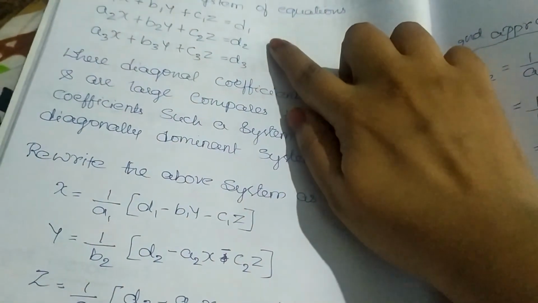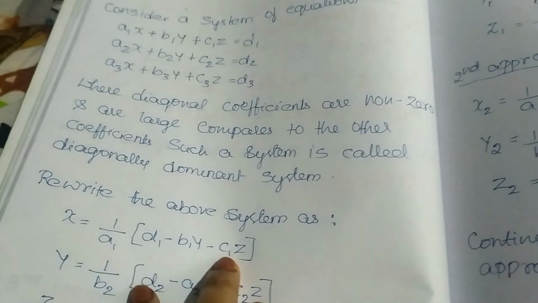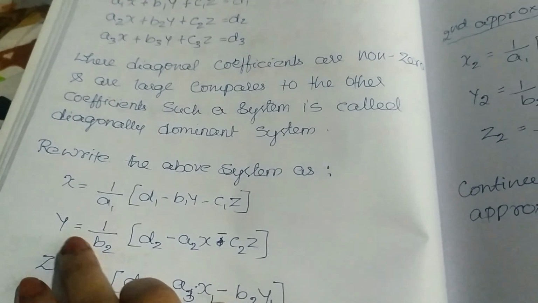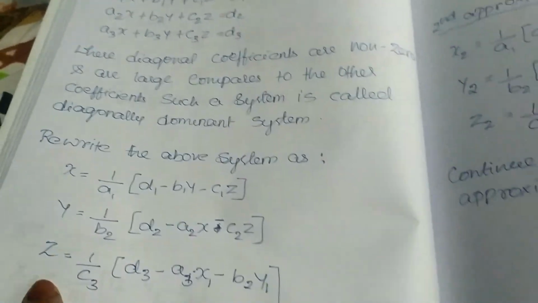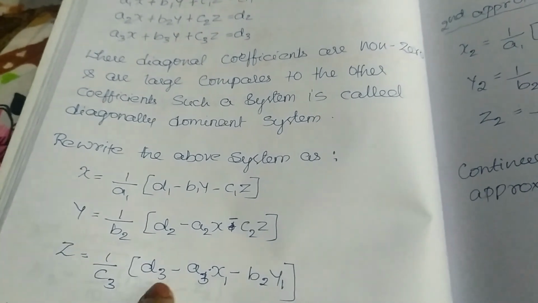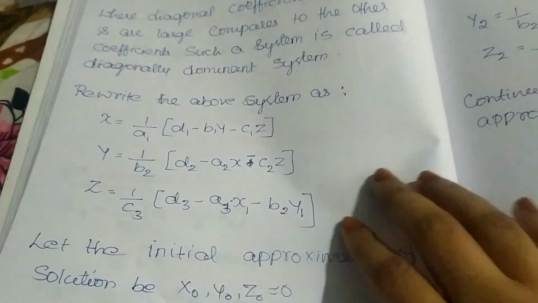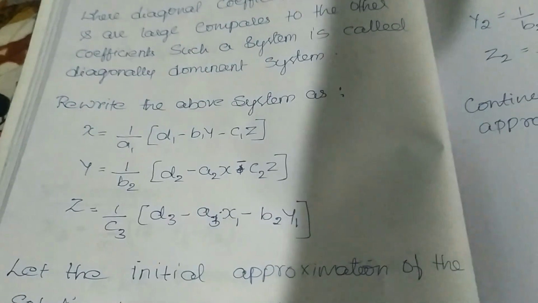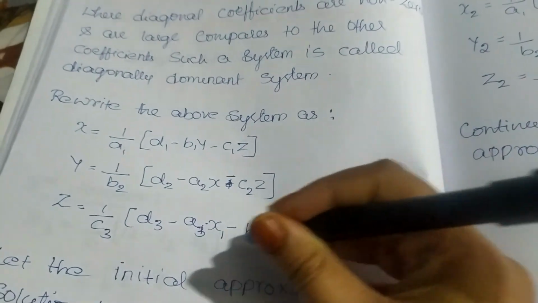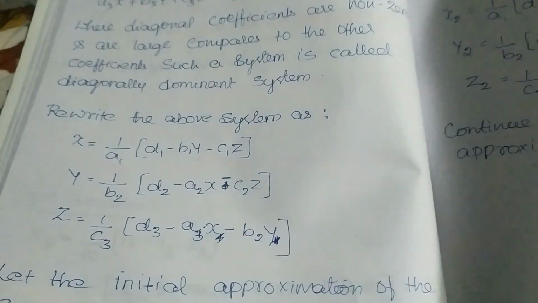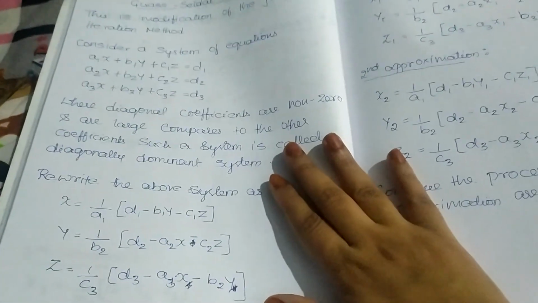Now rewriting this system of equations, we get x equals 1 by a1 into d1 minus b1y minus c1z, y equals 1 by b2 into d2 minus a2x minus c2z, z equals 1 by c3 into d3 minus a3x minus b3y. Now this is not y1, this is just y and x. For the initial step, this is completely similar to Jacobi's iteration method.